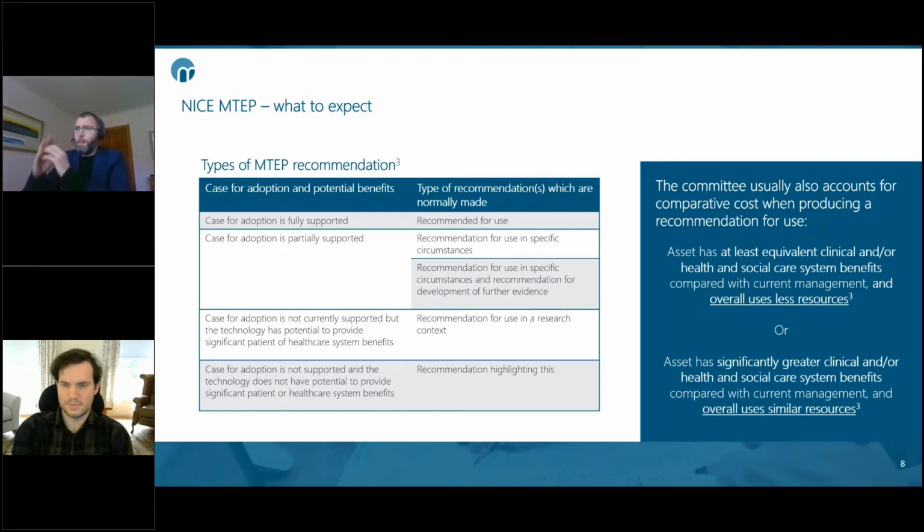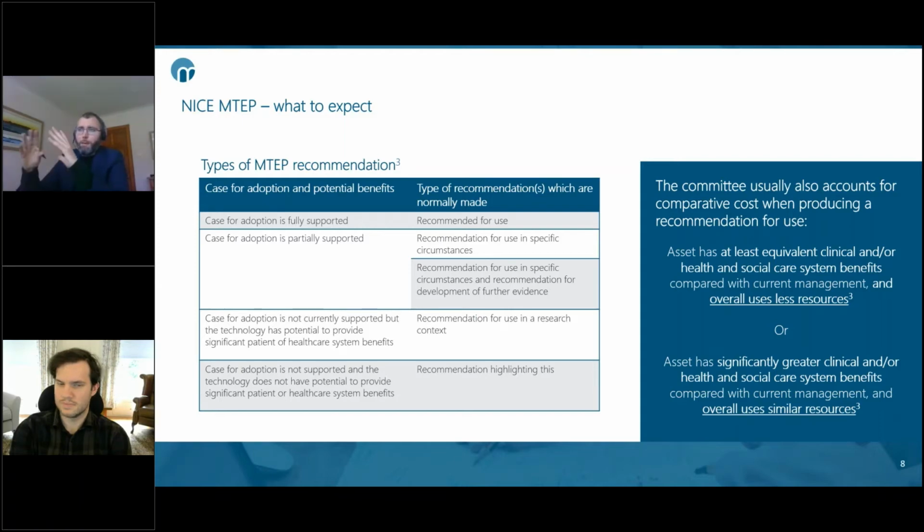You can see that there are three nuanced forms of recommended for use, one in which your case for adoption is fully supported. And there are instances, not unusually, of medtech devices that are currently being represented and sold in a few hospitals within a given market, and 6 to 12 months later are in 2, 3, 4 times that number. So the power of an MTEP NICE recommendation for use can be quite potent.